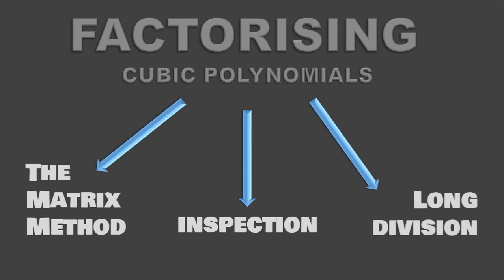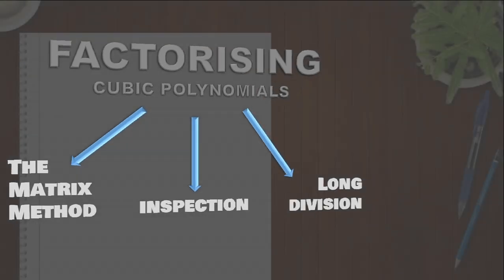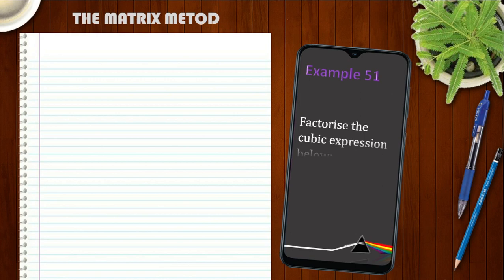Now with the examples and also the questions, I'm going through all three of these methods, and at the end of the day you choose which method you use, and then you can stick to that. And when you have questions in your final paper, you decide which method you want to use to do the factorization with. Okay, now in example 51 it says factorize the cubic expression below, and we are going to start with the matrix method. Now in all three of the methods, one thing is constant.